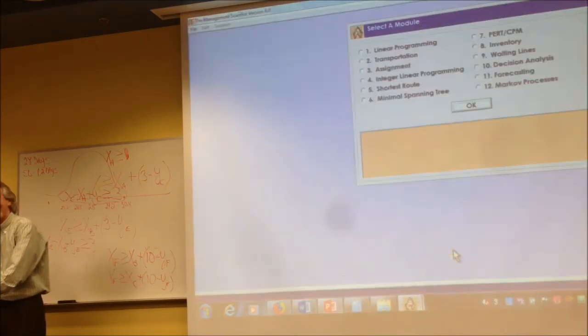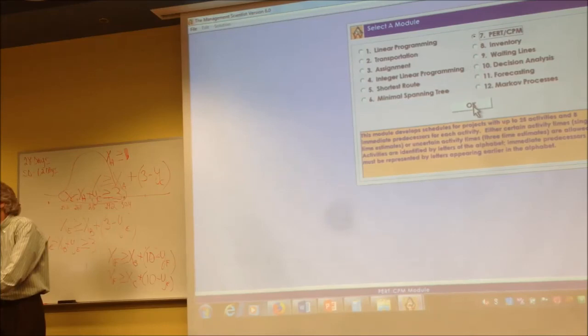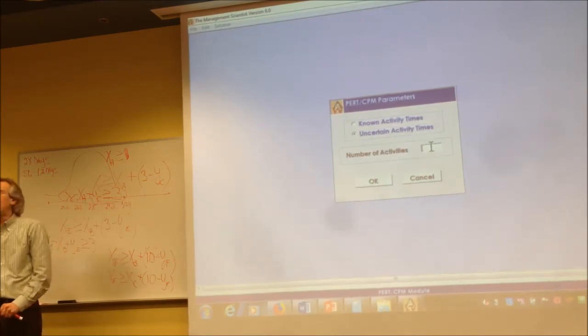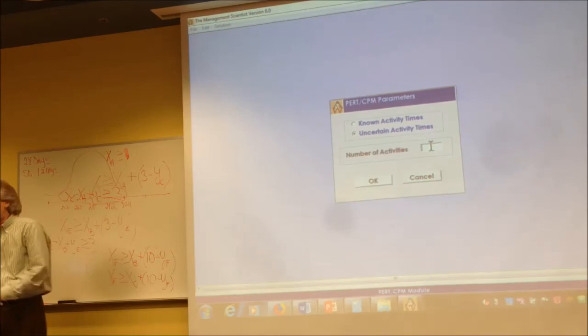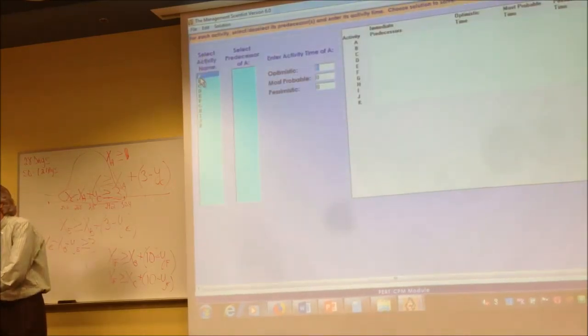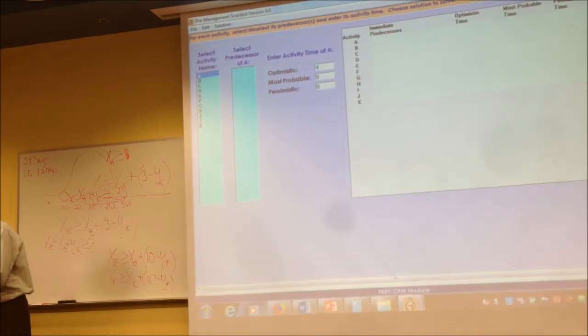Okay. Camera's rolling. I'm going with the module for project planning, per CPM. Open it up. We're going to do a brand new one. This is uncertain activity times this time, and the number of activities. How many activities are on that page? 11. Hit OK. It looks just like that. We'll start with A. A's 3 times: was it 4, 6, and 8? Yes.